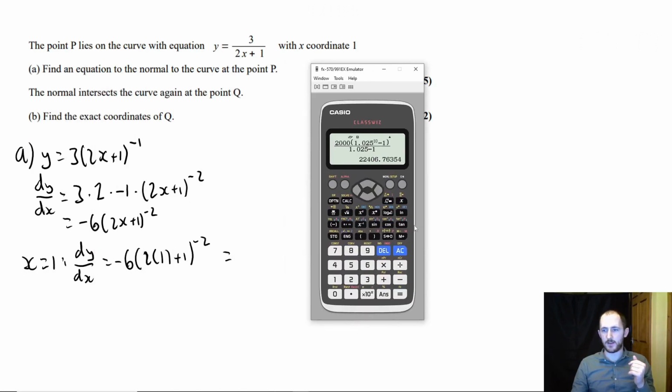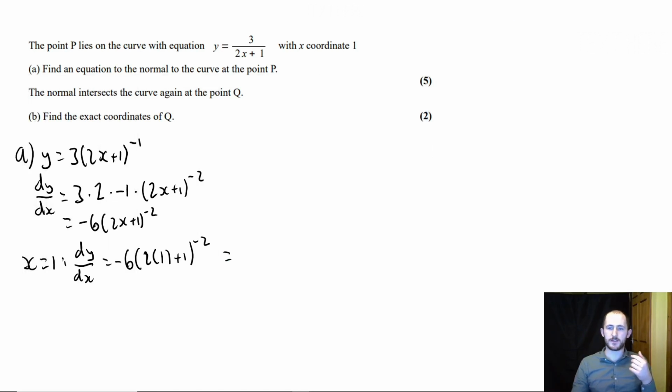We can use a calculator for this one. So we have minus 6 over 3 squared. Technically speaking, you could work this out in your head or do it another way, but let's just be a little bit lazy. Minus 2/3.